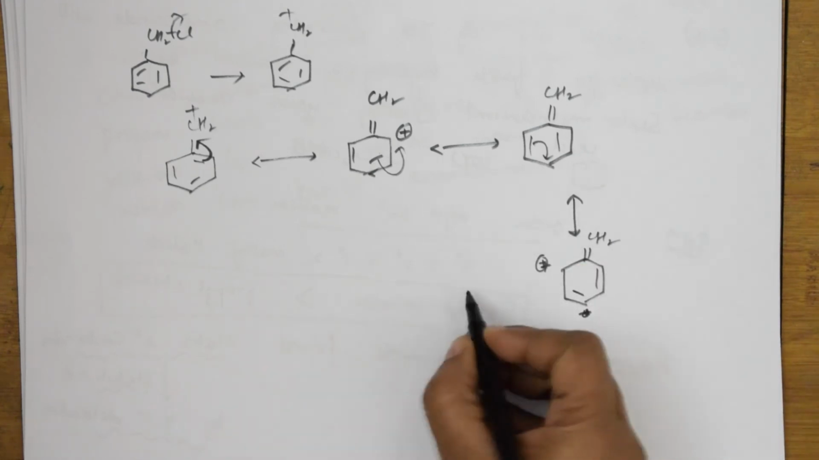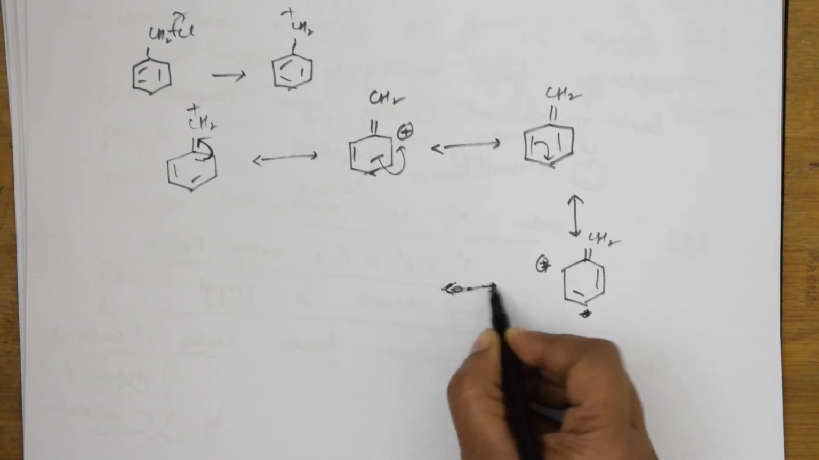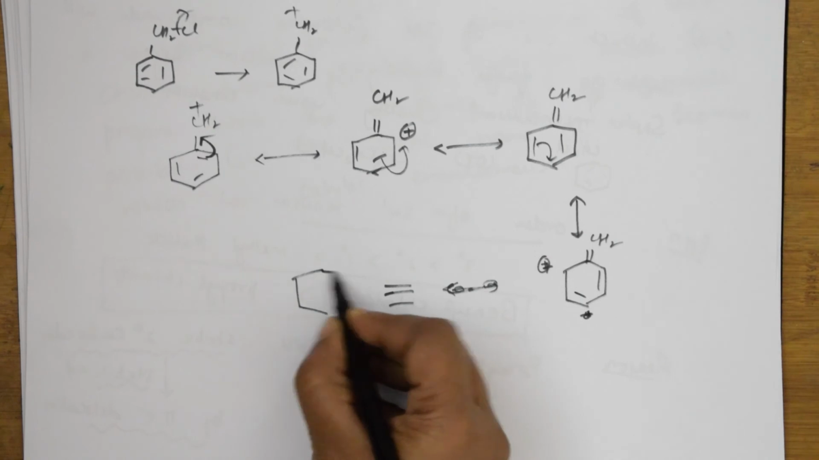CH2. Further, this undergoes resonance. This is everything. All have shifted. The final step, it forms a resonance hybrid of all these together.